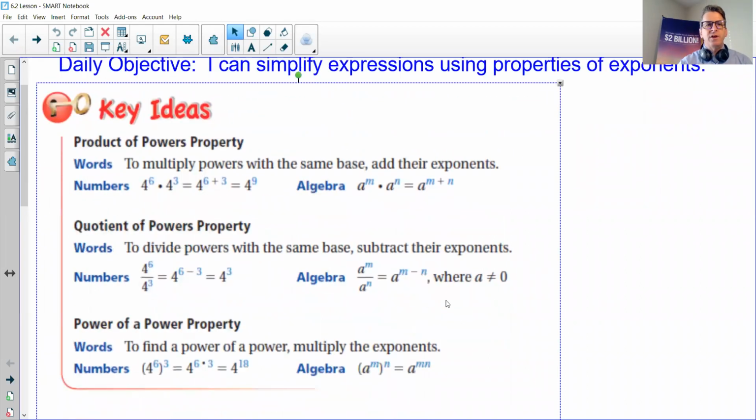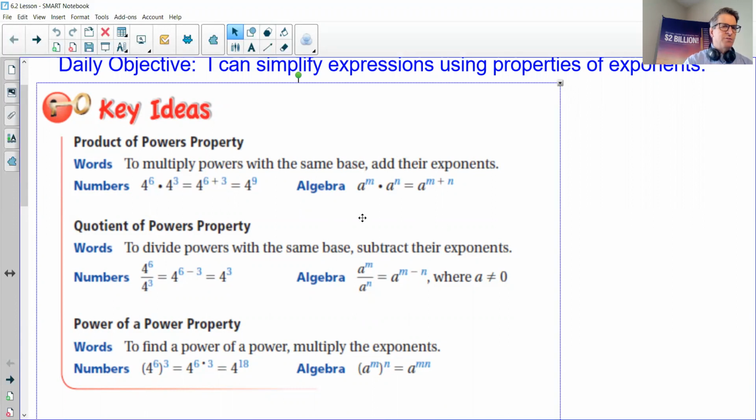All right, so the first key idea is the product of powers property. Basically, it says when you're multiplying powers with the same base, you add your exponents. So we have a numbers example here and an algebra example.